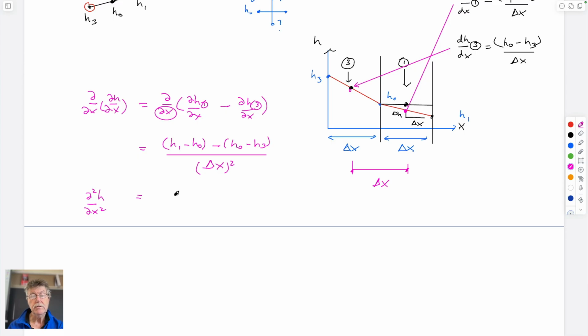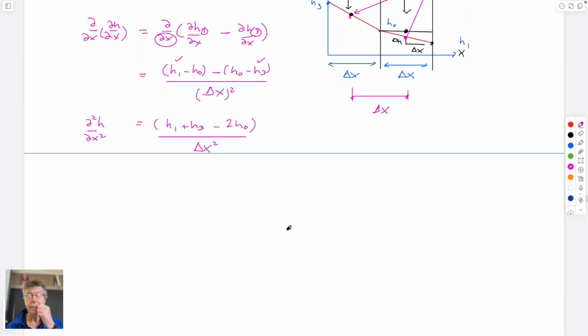It is going to equal h1 minus h3 minus 2h0 over the length dimension squared. Units match up, right? The units of head are here. The units of the differential is x to the power 2, so this is x squared. So it's length over length squared.